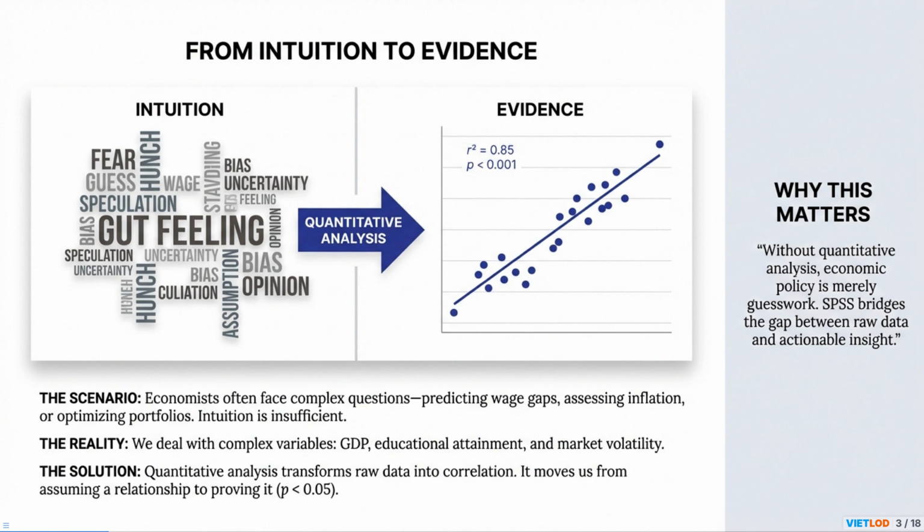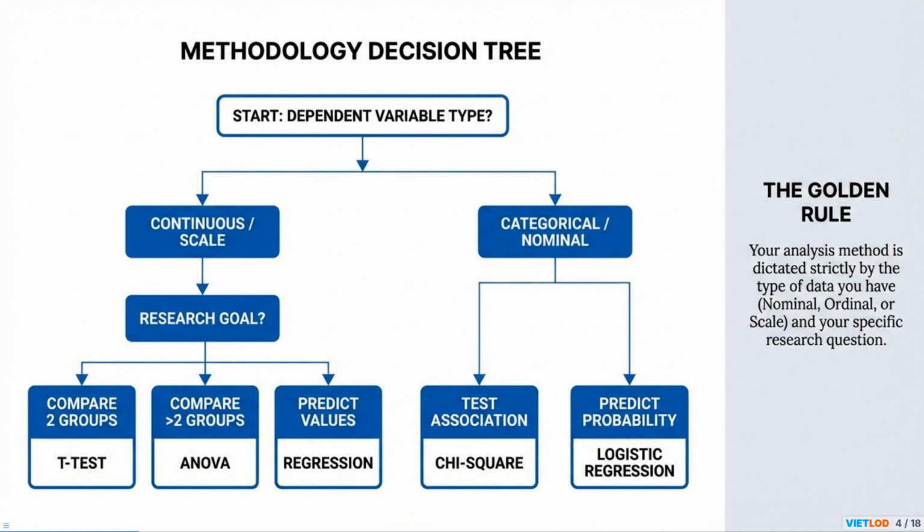It moves us from merely assuming a relationship to statistically proving it, typically with a p-value less than 0.05. For example, if we believe advertising spending increases sales, quantitative analysis can take actual data and give us a precise measure of that relationship, like an R-squared value of 0.85, indicating that 85% of sales variation is explained by ad spend. Without this rigorous approach, economic policy is merely guesswork. Tools like SPSS are vital for bridging the gap between raw data and generating actionable insights.